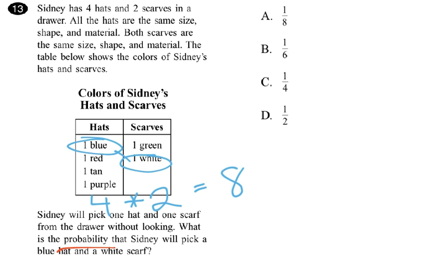We could have done blue to green, blue to white, red to green, red to white, tan to green, tan to white, purple to green, purple to white. So, I mean, there are 8 total options. There's only one, though, one out of those 8 that would give us a blue hat with a white scarf.